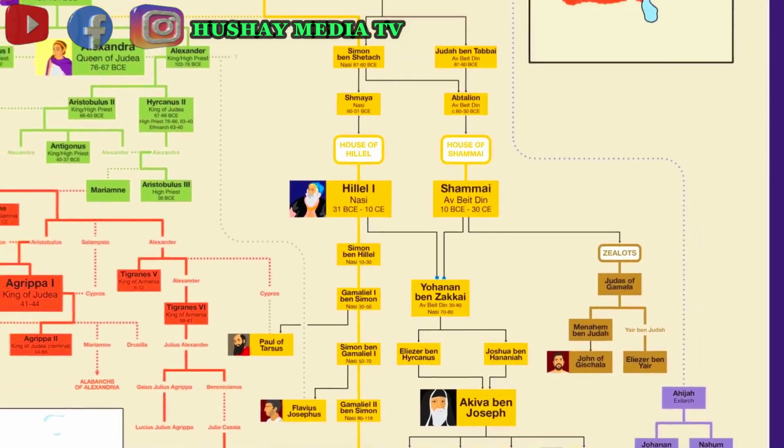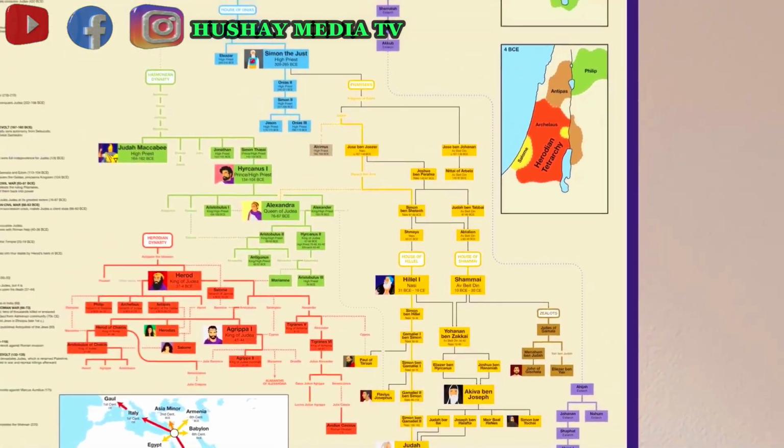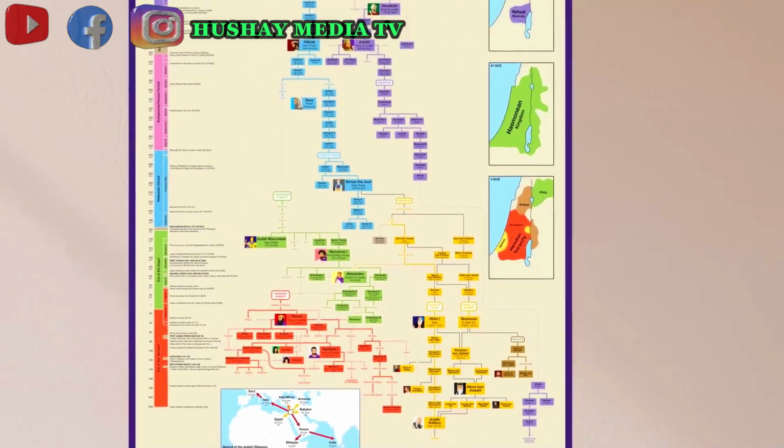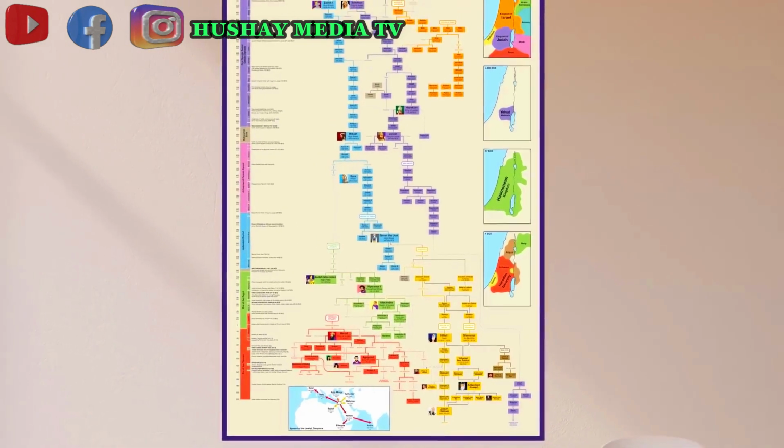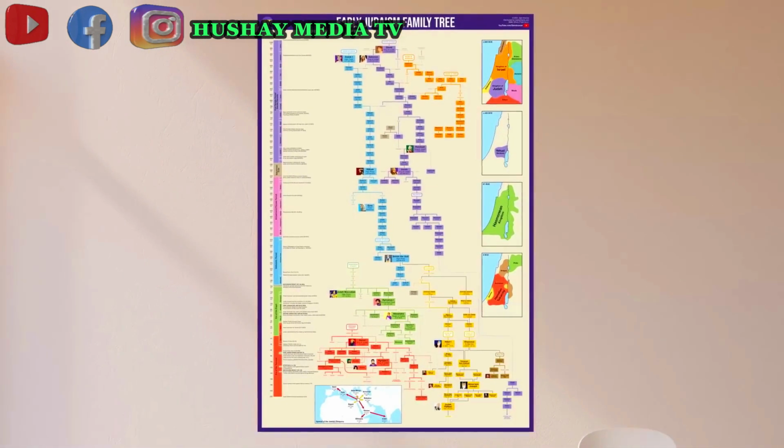Either way, the rabbis we are going to be discussing are the ones whose views ended up being recorded in the Mishnah, which is the earliest part of the Talmud.